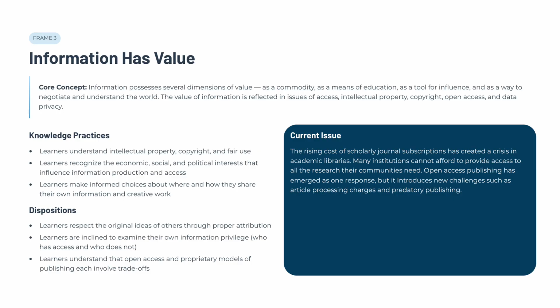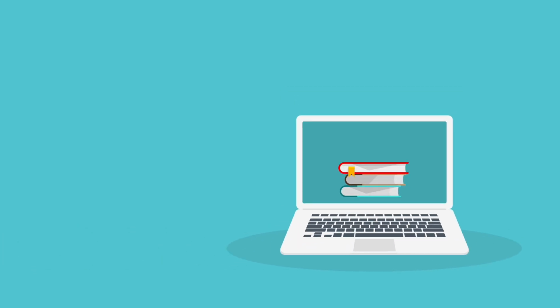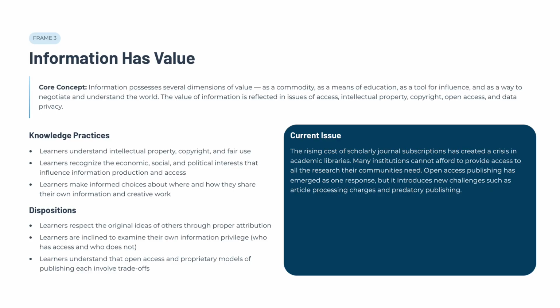And the way we manage information value shows up in things like intellectual property law, copyright, open access publishing, and data privacy. Knowledge practices include understanding intellectual property, copyright, and fair use, concepts that many students have heard of but don't really understand. Recognizing the economic, social, and political interests that influence what information gets produced and who can access it, and making informed choices about how they share their own work and creative output.